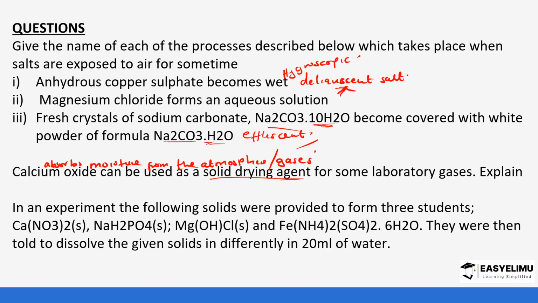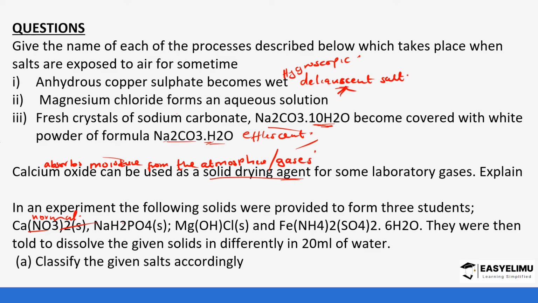So in an experiment, the following solids were provided to 3 students: calcium nitrate, sodium hydrogen phosphate, basic magnesium chloride, and ammonium iron(II) sulfate with 6 molecules of water. They were told to dissolve the given solids separately in 20 ml of water and classify the given salts accordingly. So calcium nitrate is a normal salt. We said it's normal because you can see there is no hydrogen. It has been replaced fully.